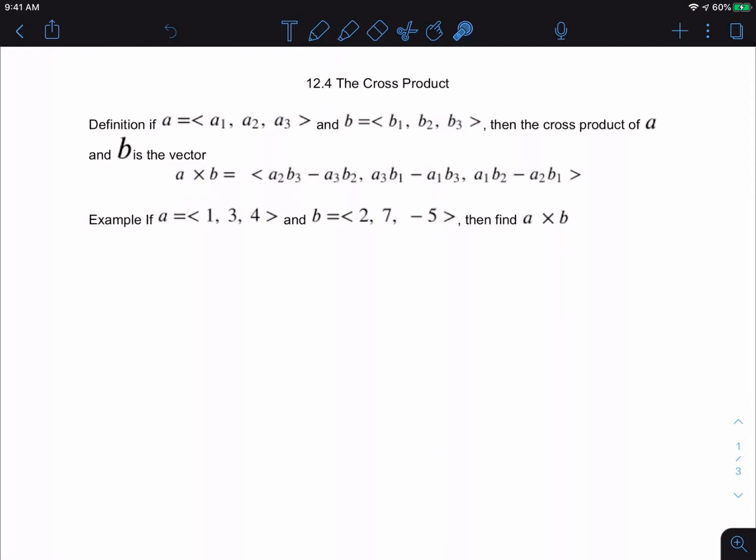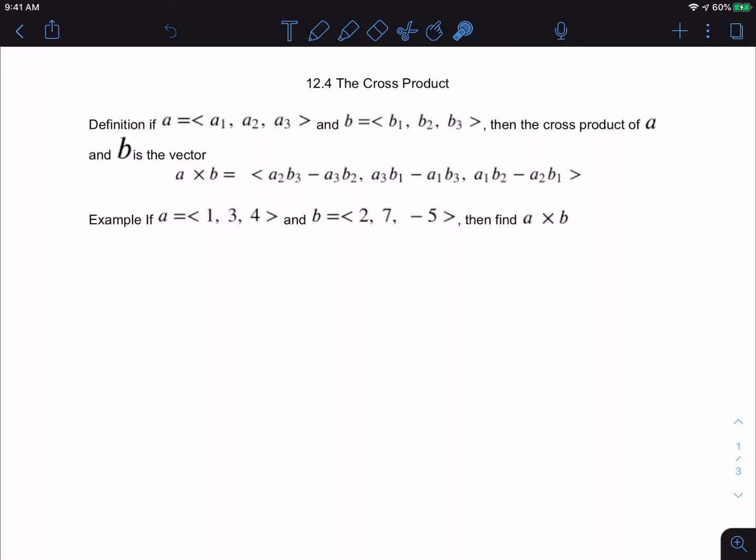So A cross B ends up being this. It ends up being the second term from the first vector times the third term from the second vector, minus the third term from the first vector times the second term from the second vector. That's going to give you the first term. Then for the second term, it's the third term from the first vector times the first from the second, minus the first term from the first vector times the third. And then here's the operation for the last term.